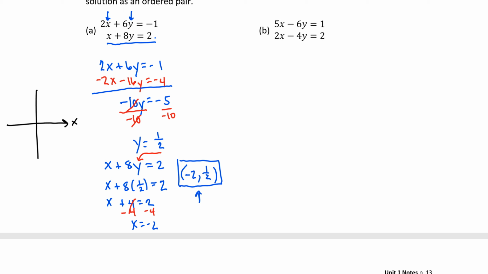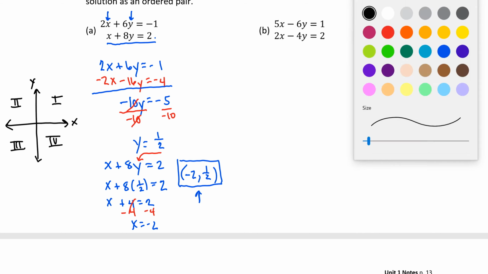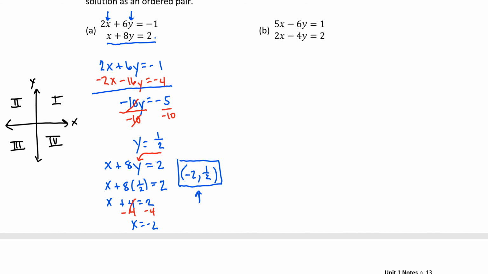So remember, in our coordinate plane, we label the quadrants in a counterclockwise direction. There's quadrant 1, quadrant 2, quadrant 3, and quadrant 4. If the intersection point is (-2, 1/2), x is negative and y is positive, so it looks like they would intersect in quadrant 2. Hope you got the right answer on that one.